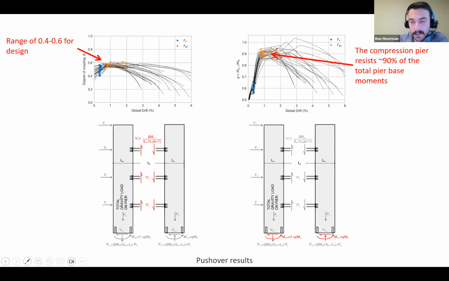And what we also saw was basically there's a division of moments at the base of the piers between your tension pier and your compression pier. And so you can see this ratio change through the drift of the building. And at peak strength, this was sort of around 0.9. The compression pier is just stealing a lot of that base moment.